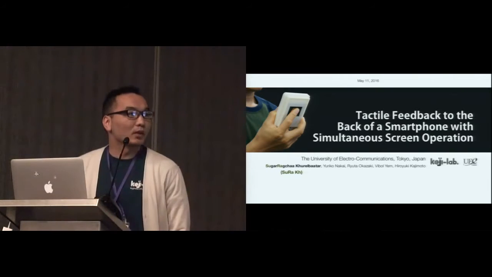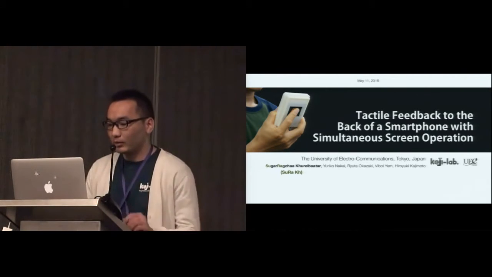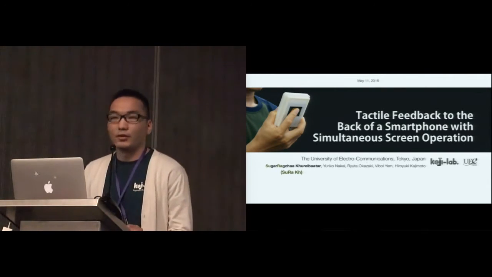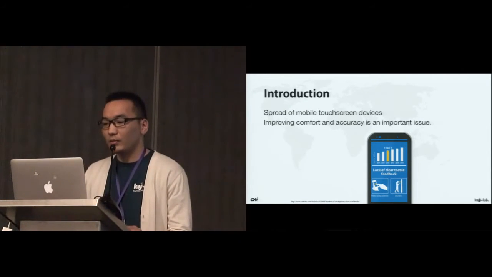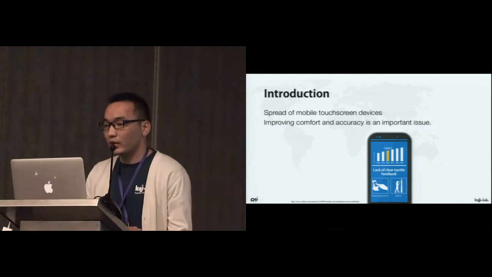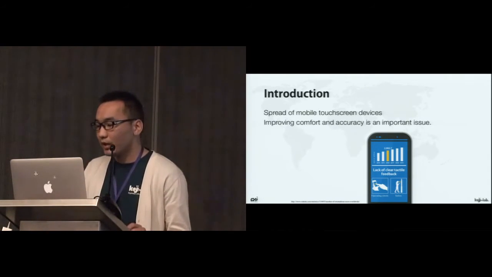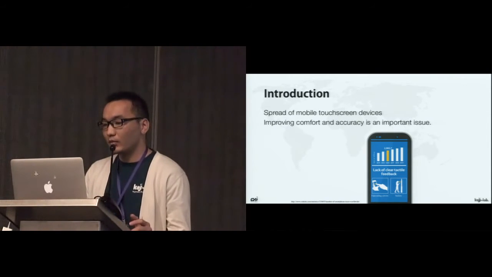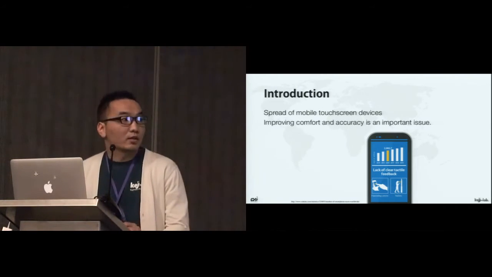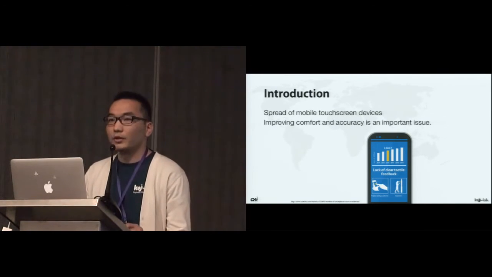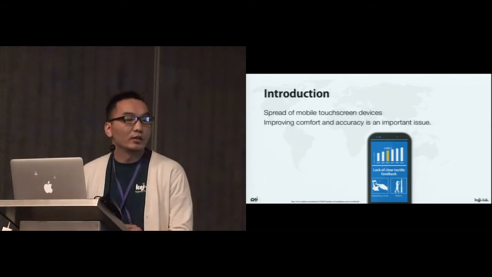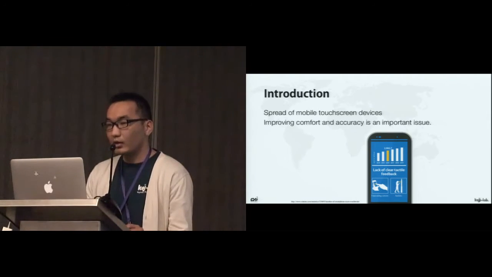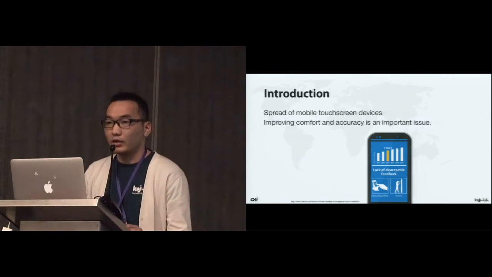Today I'm going to speak about a new high-density tactile presentation method for the smartphone. Nowadays, many people use smartphones in their daily life. Touchscreens have greatly improved the way we interact with devices, making them easier to use. But they come with a price. With the spread of mobile touchscreen devices, improving comfort and accuracy has become an important issue. For example, one problem is the lack of clear tactile feedback. It causes a host of problems, such as accuracy and safety problems.